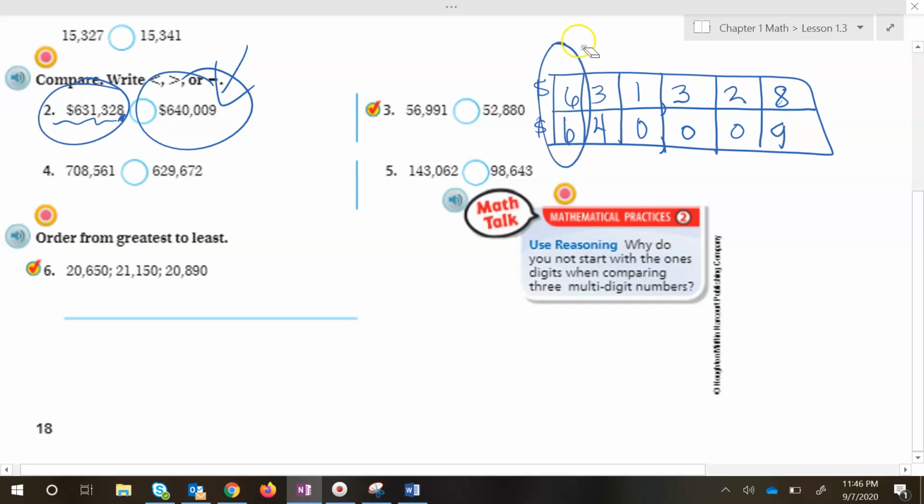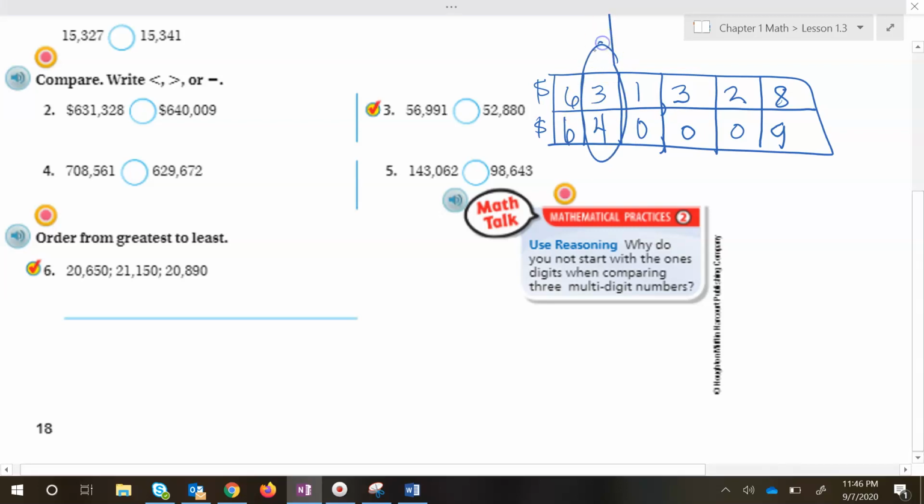Again, we start with the largest place value. Those are both 6s, so that doesn't really give us any clue of which one is larger in value. But right here, we have a 3 and a 4. Well, we know that 40,000 is bigger than 30,000. So we know right off the bat that 640,009 is greater.